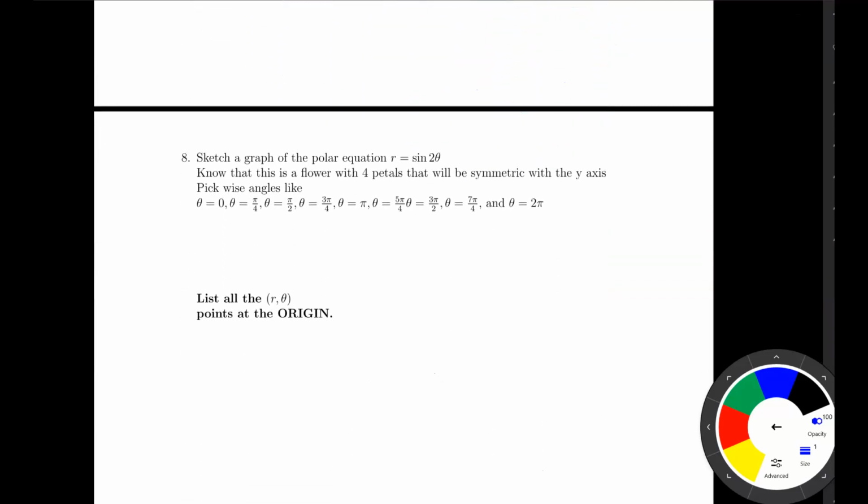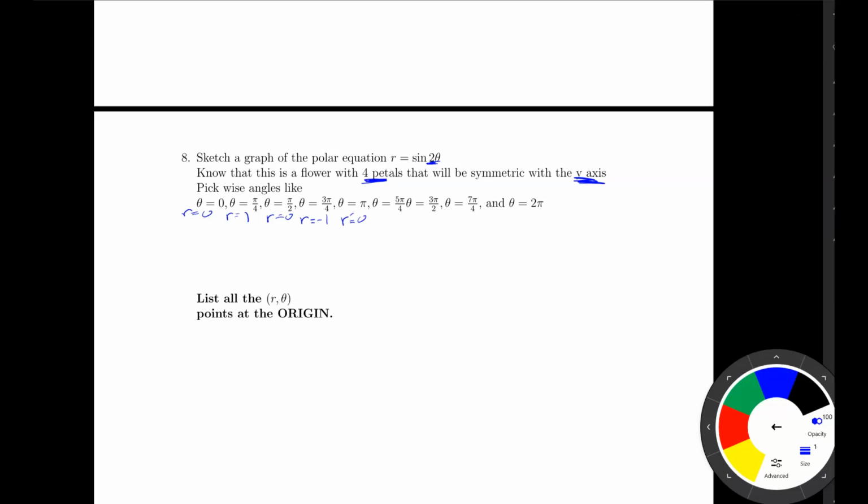Okay, so we did this already, but let's go through and graph some of these points so you can see where they are. So this is sine of 2 theta, so that means I know I'm going to have 4 petals. And since it's the graph of sine, I know it's going to be symmetric with the y-axis. So if I plug in 0, I get 0. If I plug in pi over 4, that gives me sine of pi over 2, so that's 1. If I plug in pi over 2, that gives me r equals 0. Theta 3 pi over 4 gives sine of 3 pi over 2, so that's negative 1. This gives me r equals 0 again.